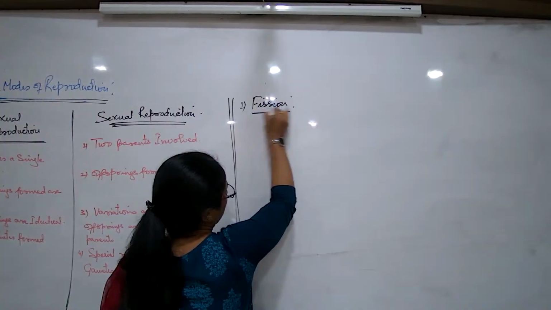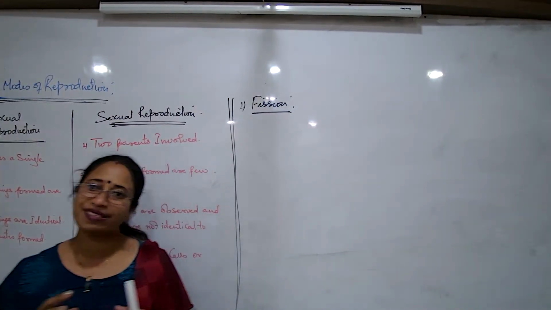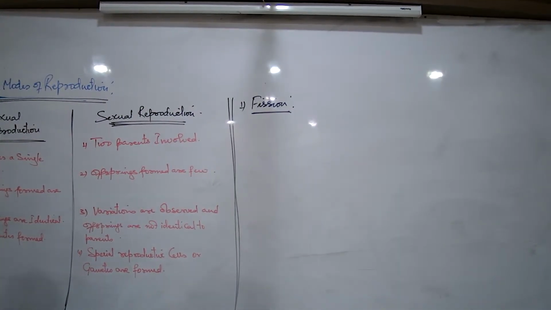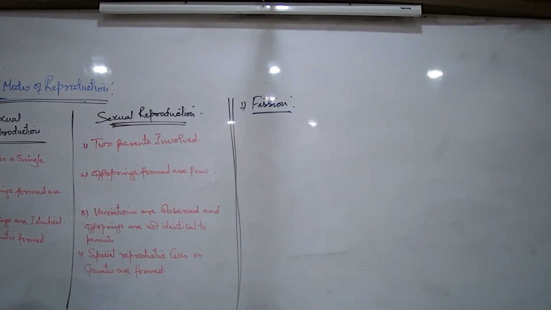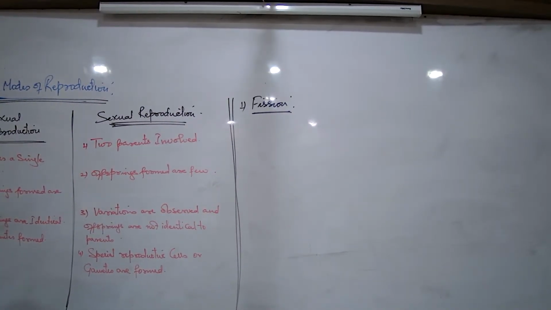Fission. What is the characteristic of fission? Fission means a parent cell, the body of the parent cell. Now when we are talking about the parent cell, if it is a concept of fission, the parent cell's nucleus and cytoplasm will divide and form the new organism. Almost like a concept of mitosis.